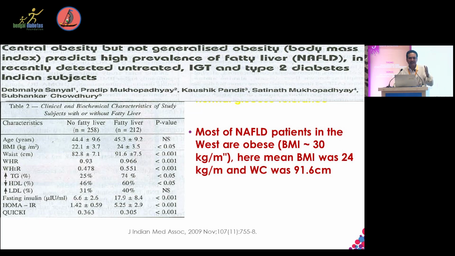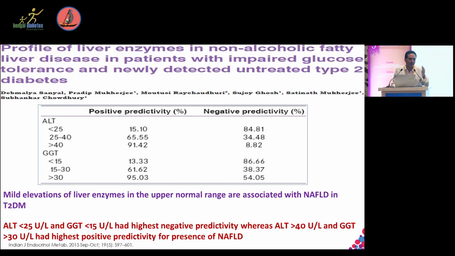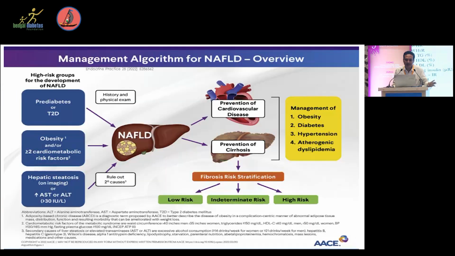Very importantly, diabetes increases the progression of liver-related outcomes, whether it is NASH, cirrhosis or hepatocellular carcinoma, that is nearly double when there is a background of diabetes. So NAFLD or MAFLD with diabetes is a deadly combination. We have found that most of our patients have BMI less than 30, the mean BMI was 24 and the waist circumference was 91. Most patients have normal liver enzymes as well.